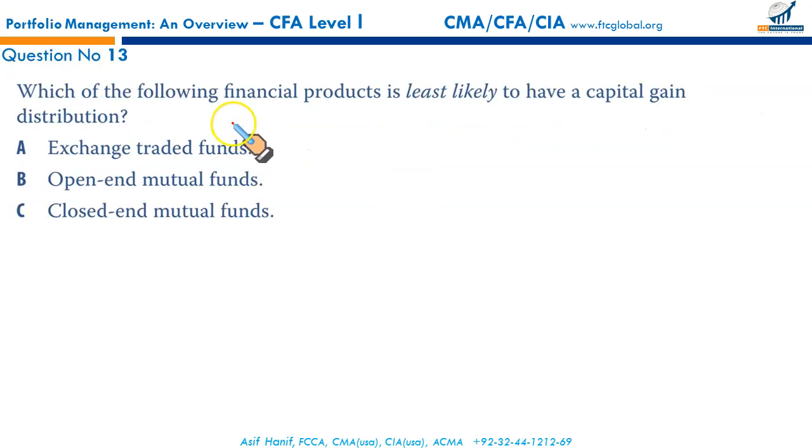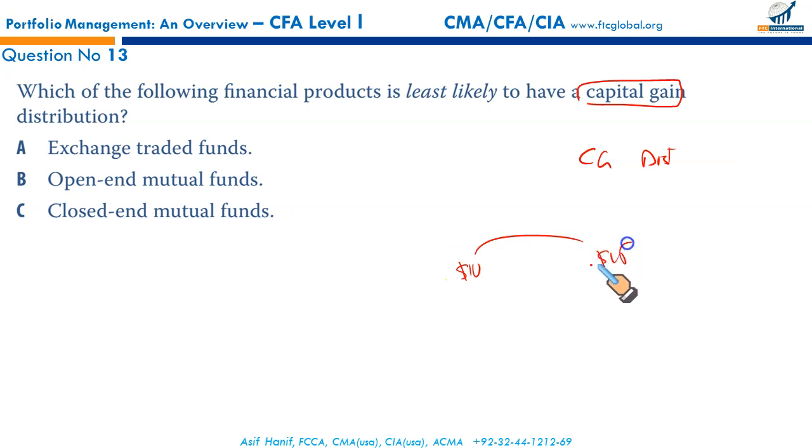Next, which of the following financial products is least likely to have capital gains distribution? First, we need to differentiate between capital gain and capital gain distribution. When you purchase an asset for $10, you sell it at $15. The difference between buy and sell, $5, this is called the capital gain, right?